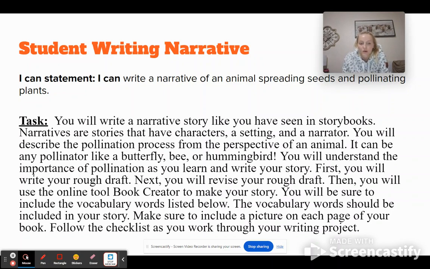They'll learn the importance of pollination as they write their story. First, they'll write a rough draft, they'll revise their rough draft, and then they will work on a final draft using the online book tool, Book Creator, to make their story, and they'll include the vocabulary words that they need and pictures using the checklist that I provided.